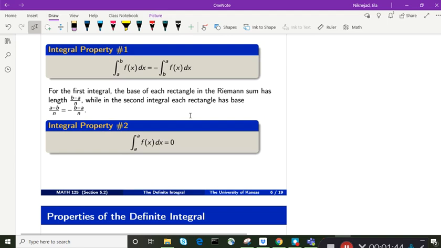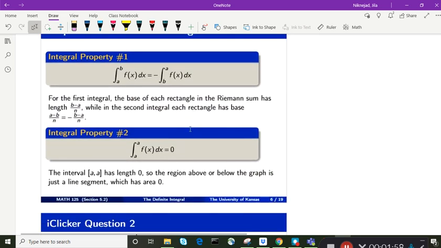Now, property number 2, the integral from a to a of f of x dx is equal to 0. And that makes sense, because what kind of a rectangle can we create on interval a and a? A rectangle with a width that is equal to 0.